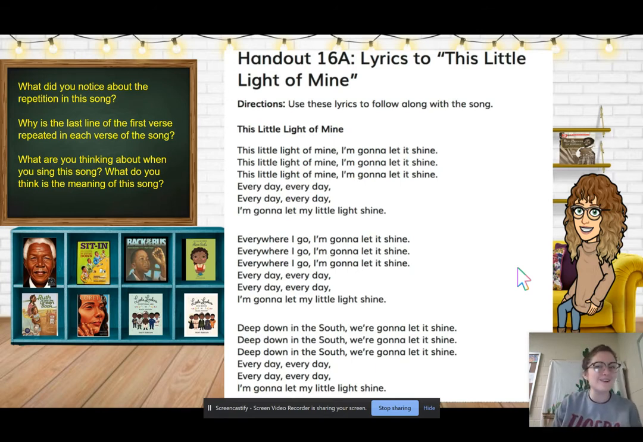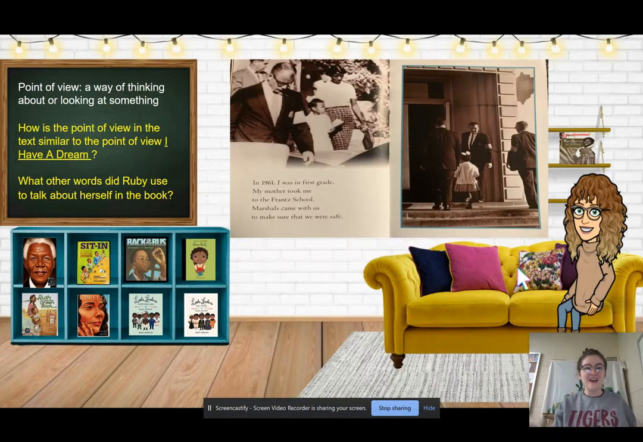All right, so we are going to be seeing that song again. And the next time you see that song, we're going to be singing it together. So get excited. All right, so I told you a few minutes ago that we are going to be writing a narrative from first person point of view. We are going to be writing from Ruby's first person point of view. So in our writing, we're going to use the words I and me and us and we.